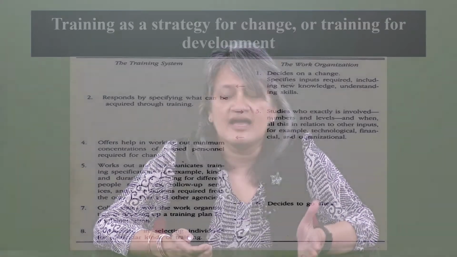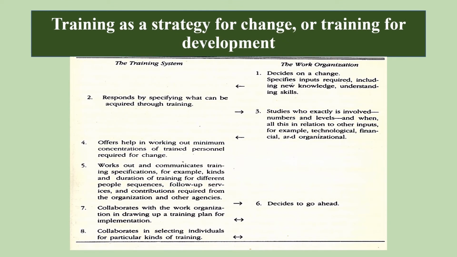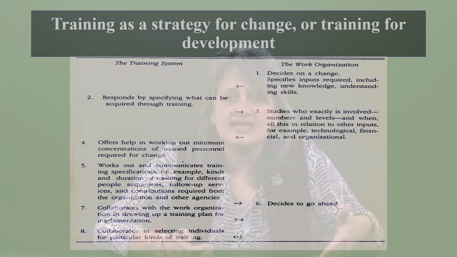Training then as a strategy for change or training for development has two sections, the training system, you see it on the left, and the work organization. We begin with the work organization as you see in the arrows. The organization responds, the training system responds, it goes back to the organization, comes back to the training system. Point 6 shows us how it goes back to the organization and the organization moves ahead.